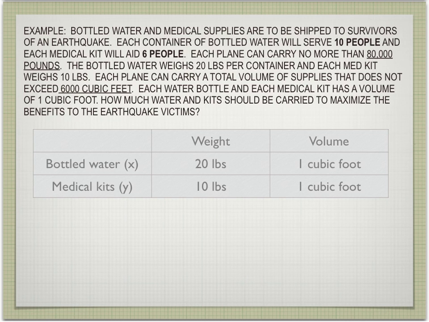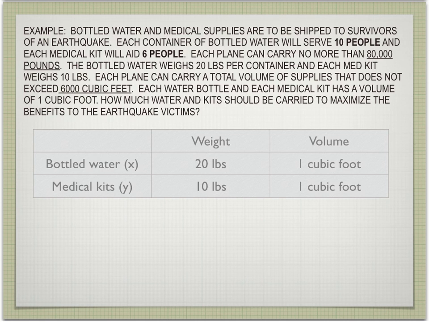Chart to help us out here with the rest of this. These are the limitations we have. So what we're going to do is try to make some constraint inequalities here based on that. First of all, let's look at the weight. We see that our bottled water, a case of that is 20 pounds, and the medical kit, a case of that is 10 pounds. So here's what our little constraint inequality is going to be. Notice that we've let our bottled water be represented by x and our medical kit by y.